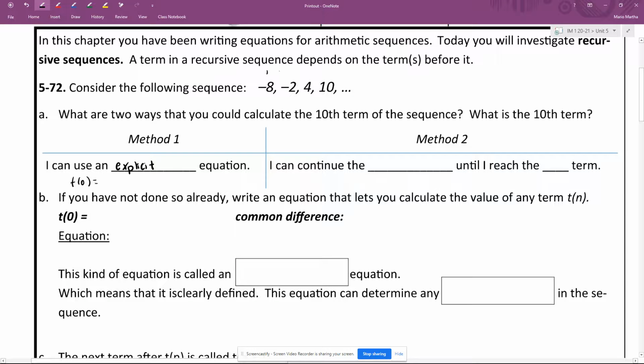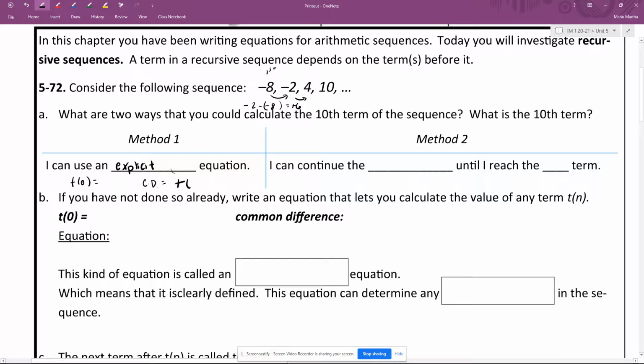Remember, this is our first term. And then we also have to find the common difference. So let's start off with the common difference. Here we go from -8 to -2, from -2 to 4, and then from 4 to 10. If you subtract -8 from -2, you find the common difference, which in this case is +6. So that means we're adding 6.